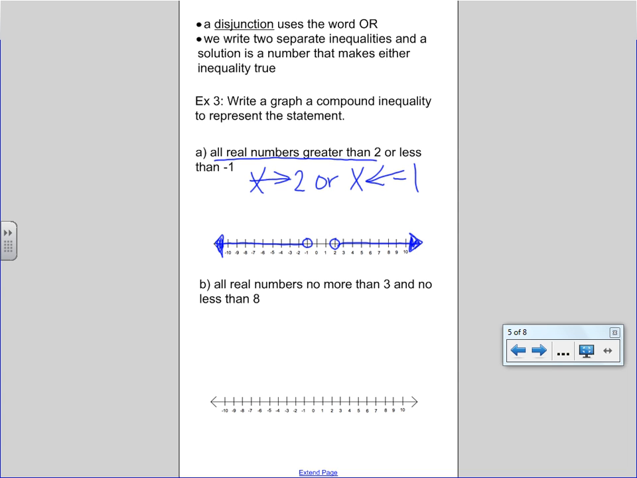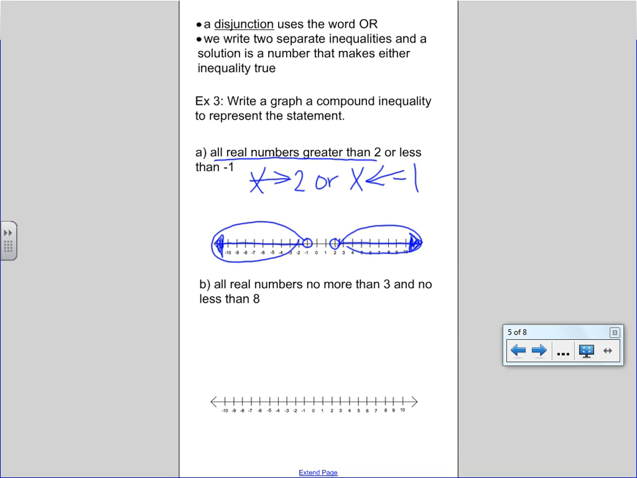Final answer. That's it. And a solution for this would be any number that makes it true. So -1 and 2 wouldn't make it true because it's not equal to those. But if it fits anywhere in here or in here, it makes it true. So it can't be -1 to 2. None of those numbers will work.